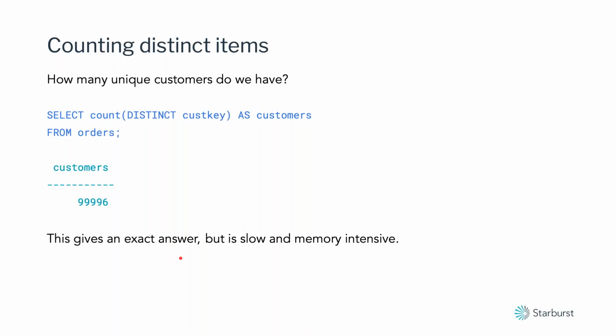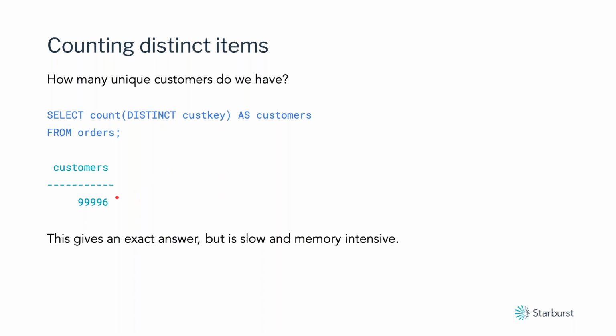So one thing you can do is pass the distinct keyword to aggregation functions, so that the aggregation function only sees the distinct or unique input values. If you have an orders table and you want to know how many unique customers we have, you would say count distinct of the customer key, and this gives you the number of unique customers we have.